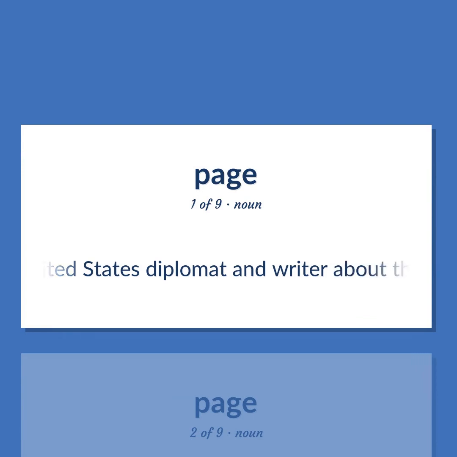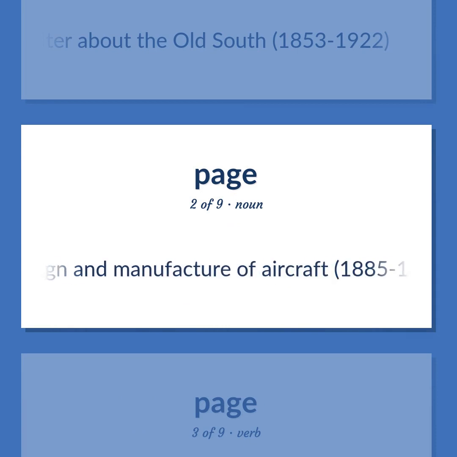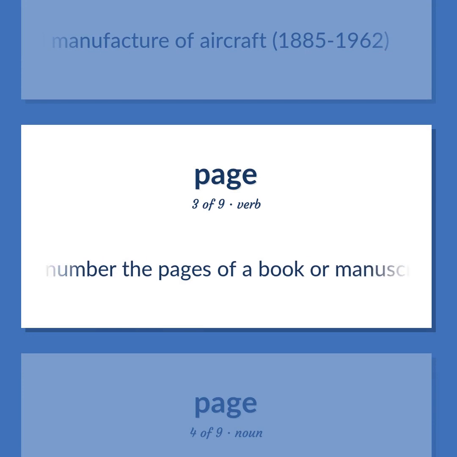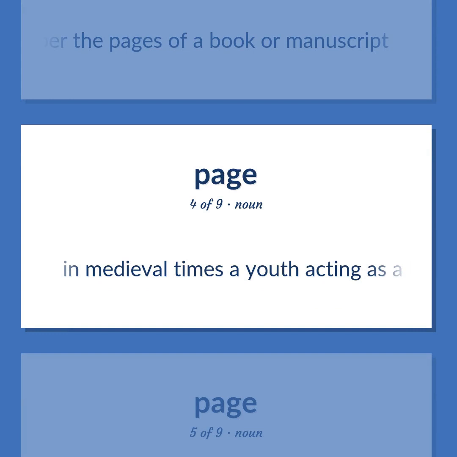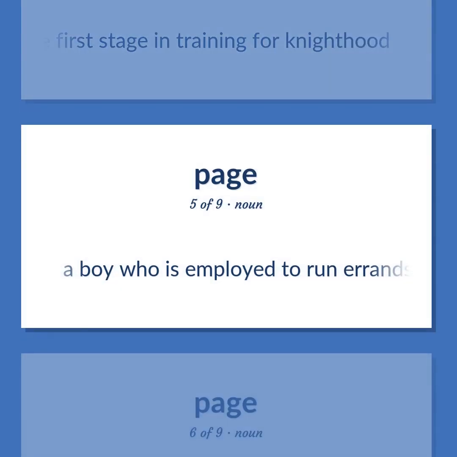United States diplomat and writer about the Old South, 1853 to 1922. English industrialist who pioneered in the design and manufacture of aircraft, 1885 to 1962. Number the pages of a book or manuscript. In medieval times, a youth acting as a knight's attendant is the first stage in training for knighthood. A boy who is employed to run errands.